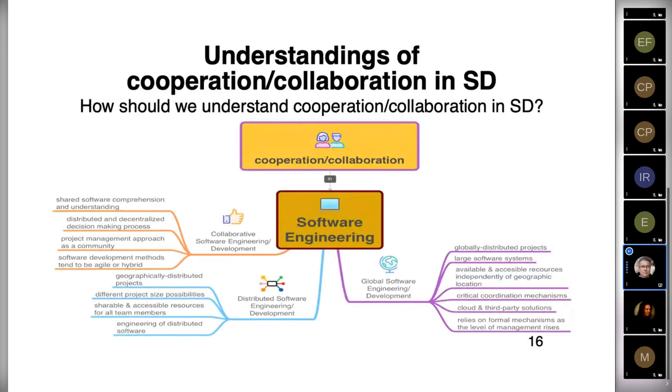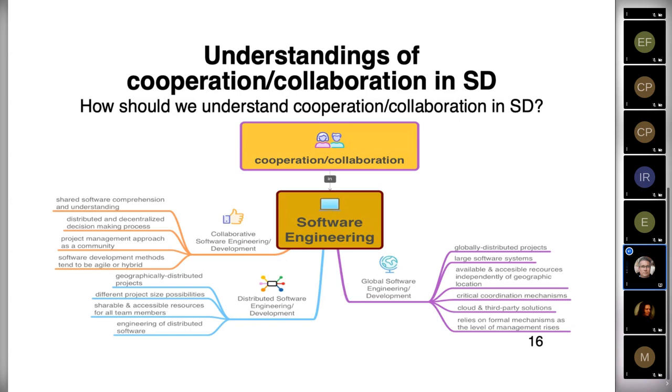Okay? The first way we understood cooperation and collaboration in software development was precisely what we call collaborative software engineering or development. And this approach has four main aspects. First of all, it is based on a shared software comprehension and understanding. Secondly, it is based on a distributed and decentralized decision-making process. Also, the project management approach is based on a community philosophy and not on a boss and employee relationship.